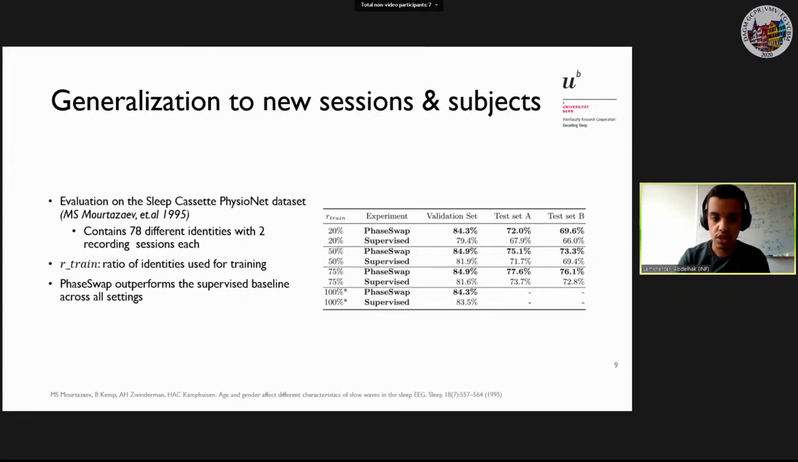So the first evaluation we do is on the sleep cassette dataset, which is part of the expanded sleep EDF database, which contains 78 different identities with 2 recordings each. And the task on this dataset is a classification task for determining the current sleep stage. We do our evaluation for different values of r train, which refers to the ratio of identities used for training. And as you can see on the table, for both test set A and test set B, the model pre-trained on the phase swap self-supervised task outperforms its supervised counterpart by a margin of at least 3%, which means that the features learned through the self-supervised task are more robust and generalize better to new recordings and also new subjects.